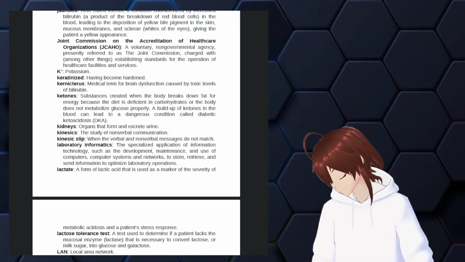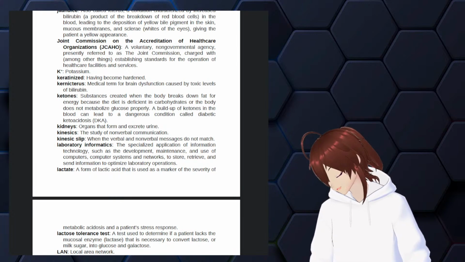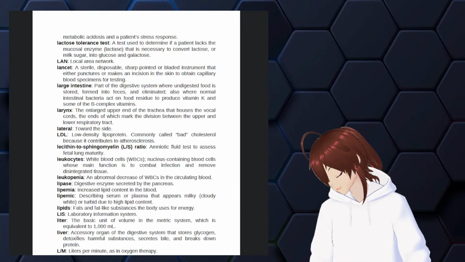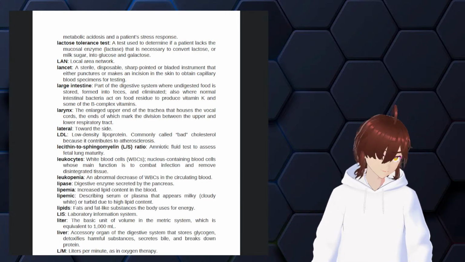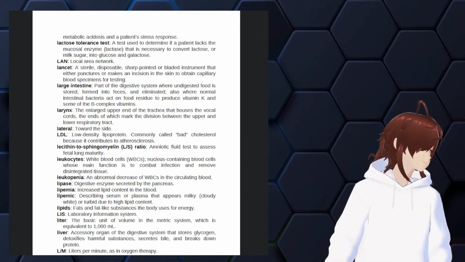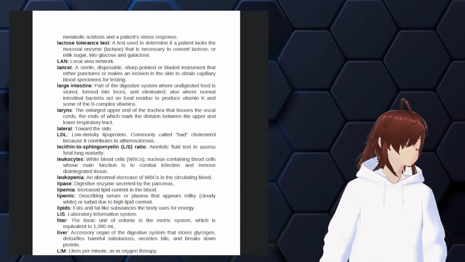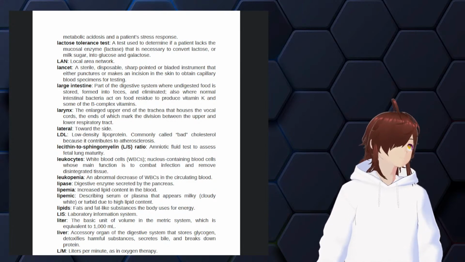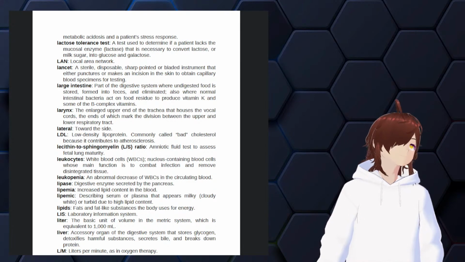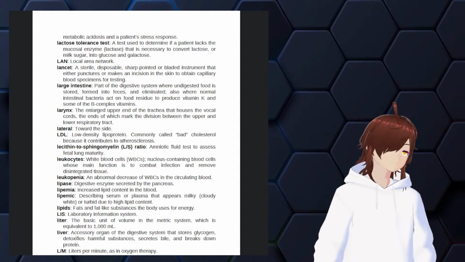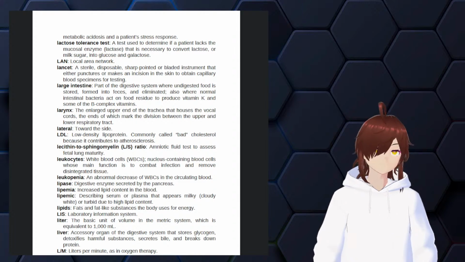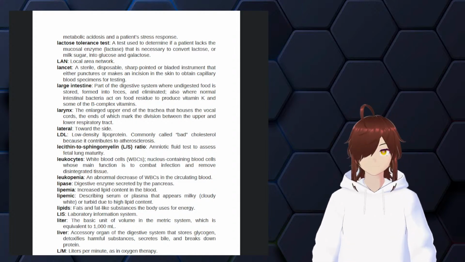Lactate, a form of lactic acid that is used as a marker of the severity of metabolic acidosis and a patient's stress response. Lactose tolerance test, a test used to determine if a patient lacks the mucosal enzyme, lactase, that is necessary to convert lactose, or milk sugar, into glucose and galactose. LAN, local area network. Lancet, a sterile, disposable, sharp-pointed or bladed instrument that either punctures or makes an incision in the skin to obtain capillary blood specimens for testing.